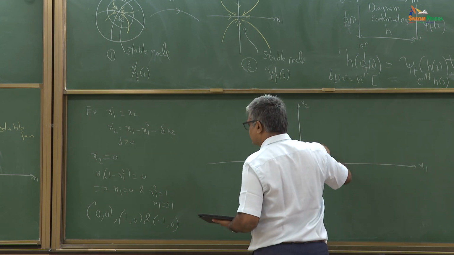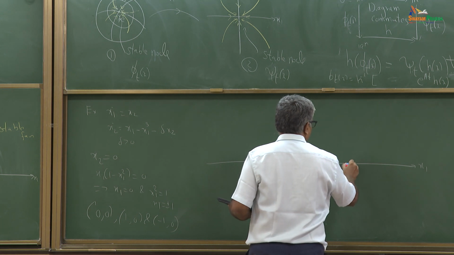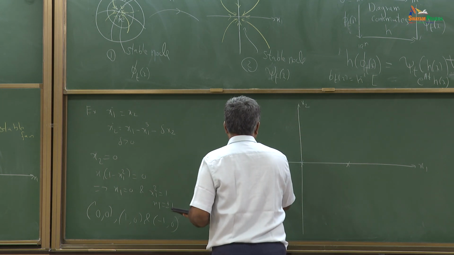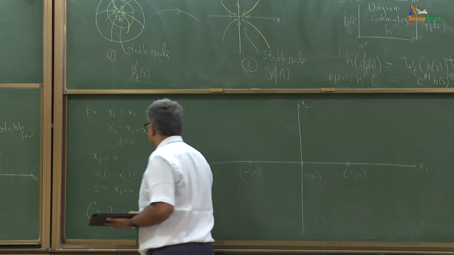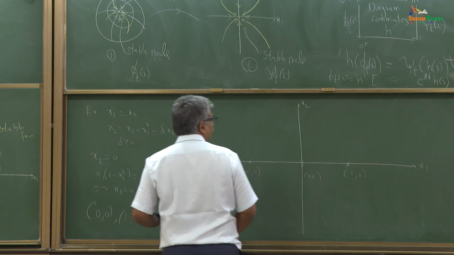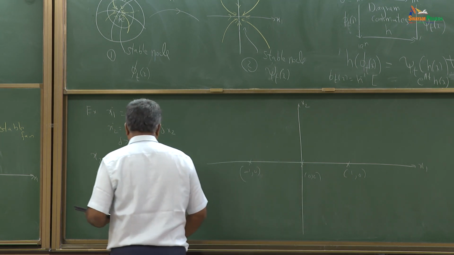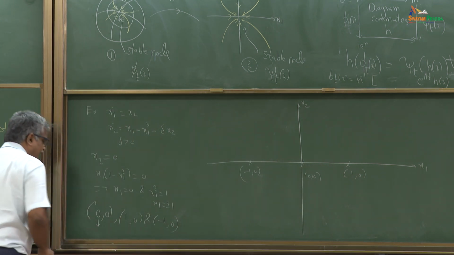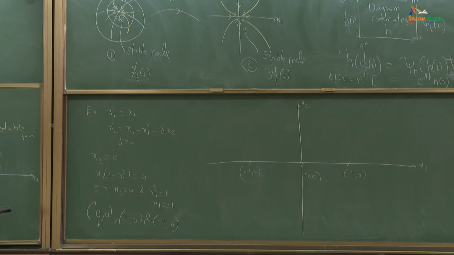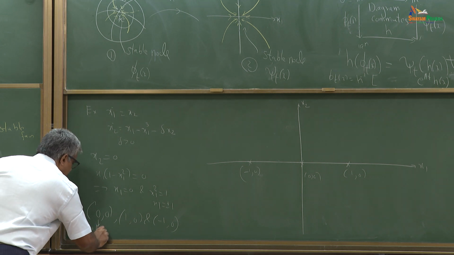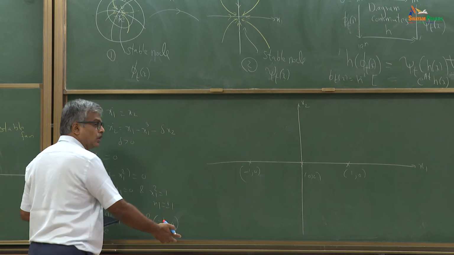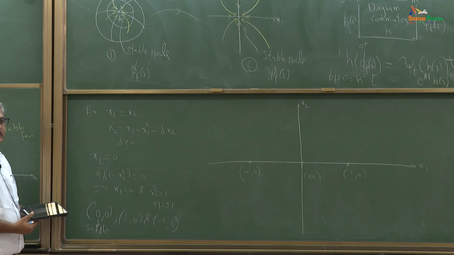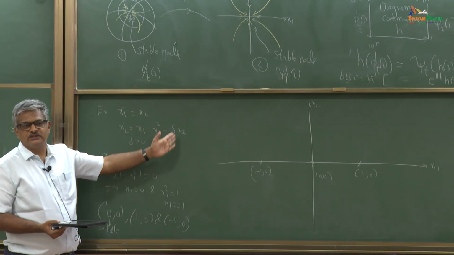So let us mark this on the x1, x2 axis. You have 1 here, you have minus 1 here. So this is minus 1, 0, this is 0, 0, this is 1, 0. So let us do the linearization. If you do the linearization about 0, 0, I will not go into the computations, but you can just check, this happens to be a saddle. And these two happen to be either stable focus or node depending upon this delta value. If you do linearization, this delta comes in the A matrix, right?